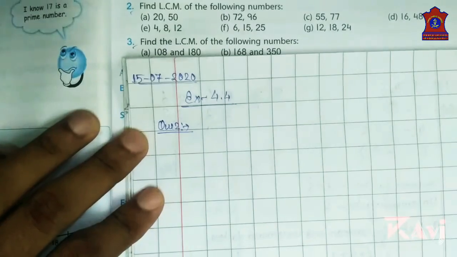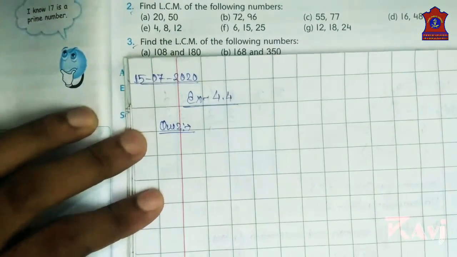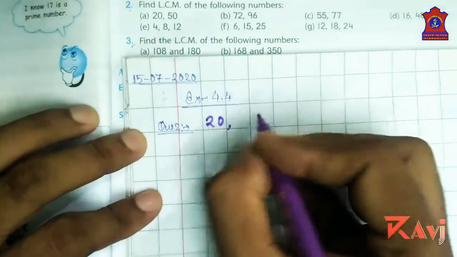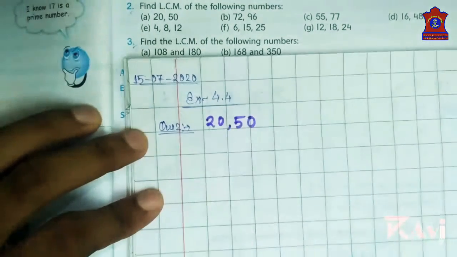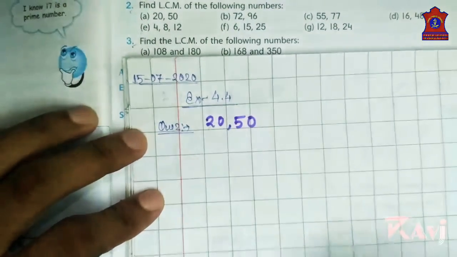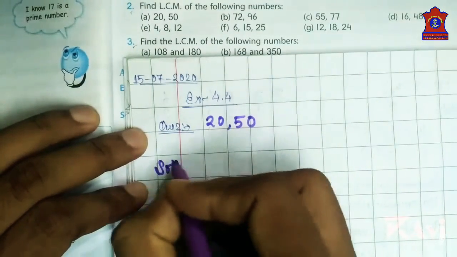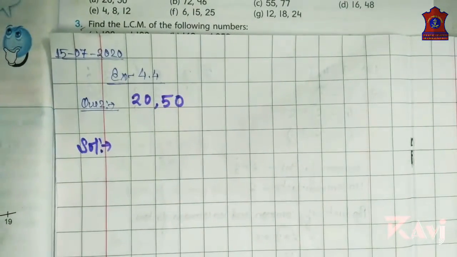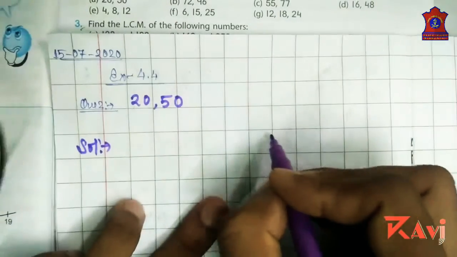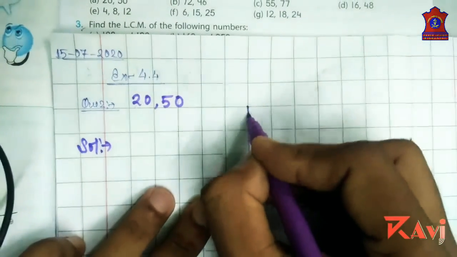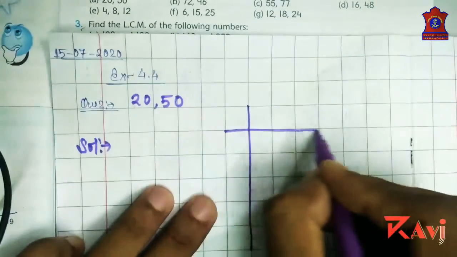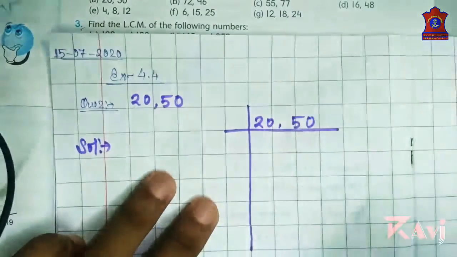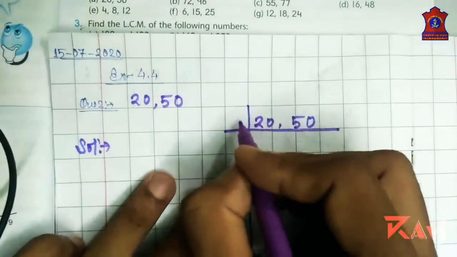What is the question? Here, find out the LCM by division method. So, solution. Clear? Create an LCM box. Start with 2's table.